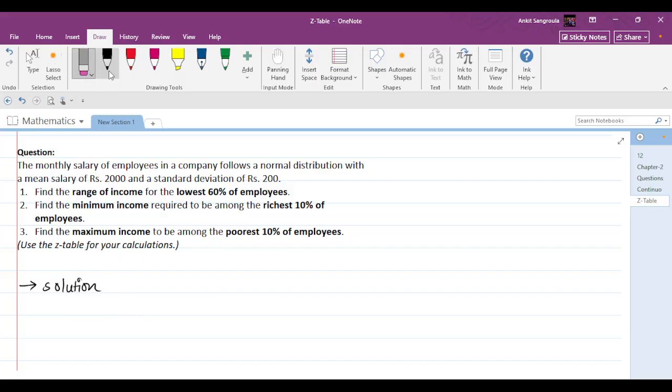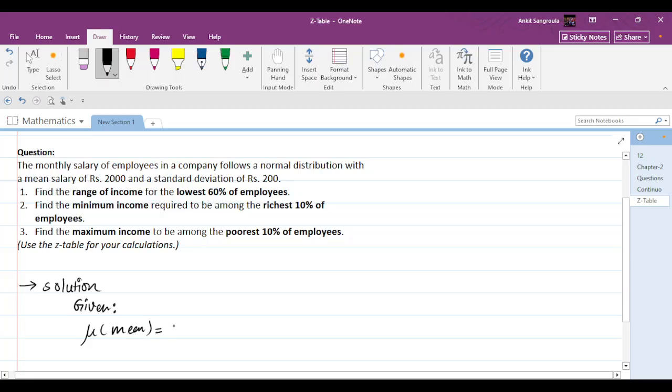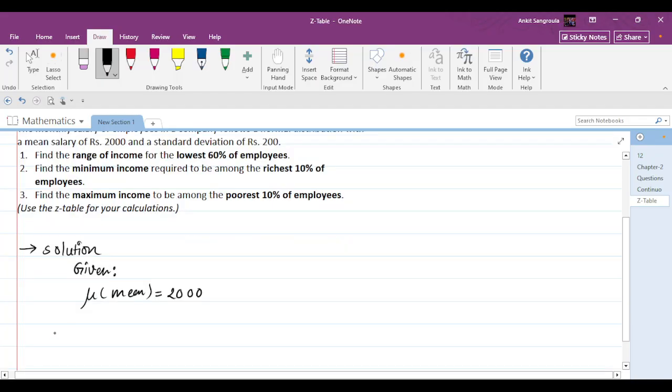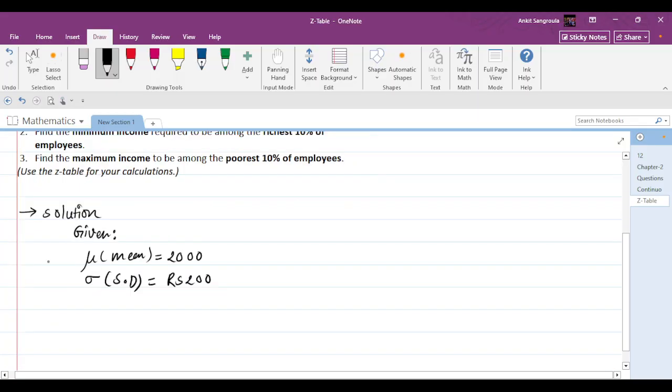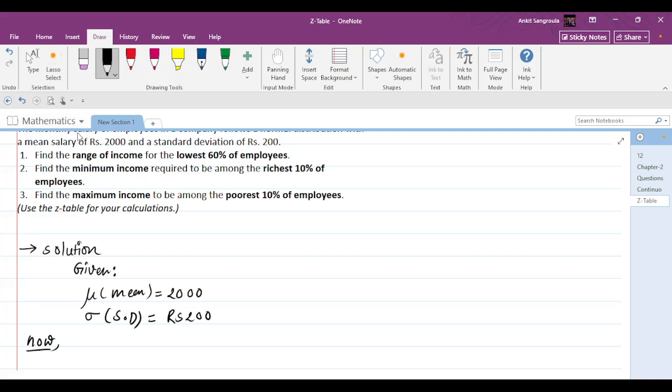So first of all, we'll write given. We write mean is given by 2000 and standard deviation sigma is given by Rs 200. Now the question states, find the range of income for the lowest 60% of employees.